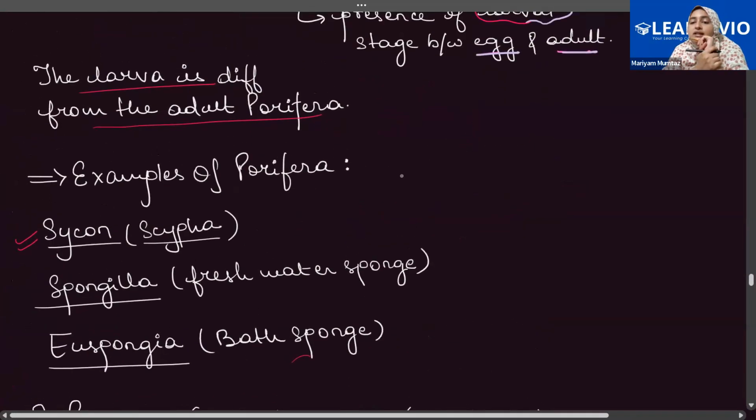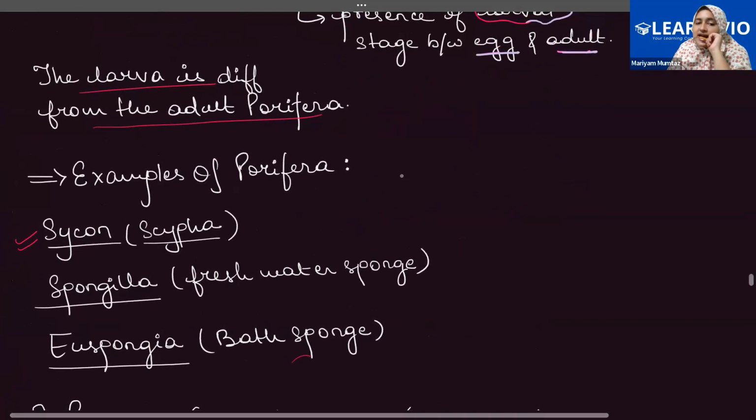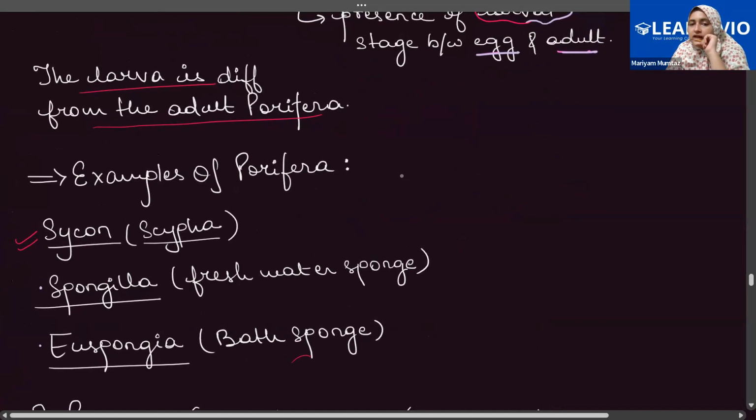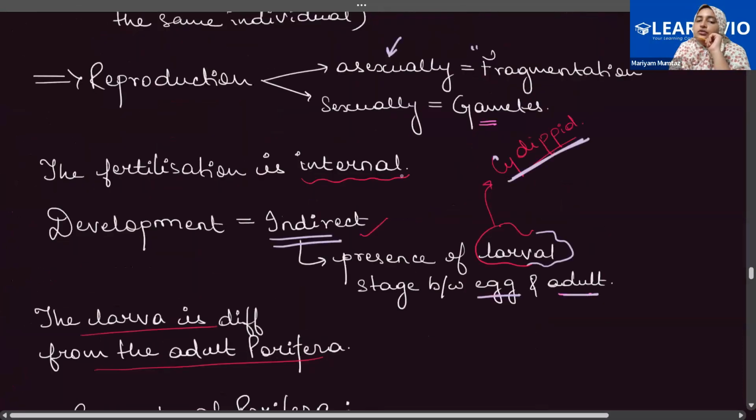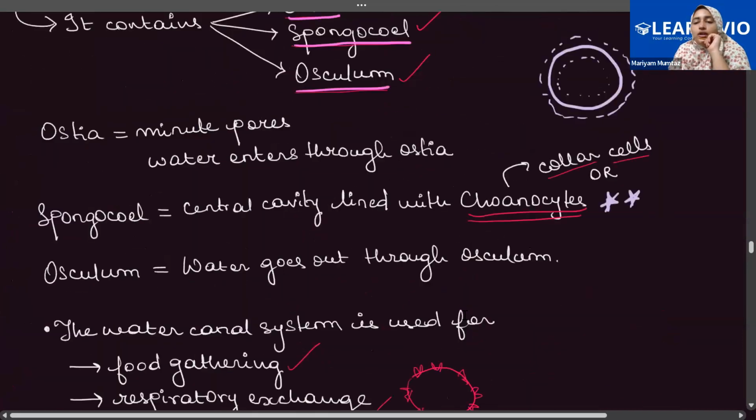So we'll talk about the examples of Porifera. We have Sycon or Scypha. We have Spongilla, that is a freshwater sponge. And then we have Euspongia, which is a bath sponge. Okay, so these are the examples of certain poriferans. So the phylum Porifera is clear to you all.